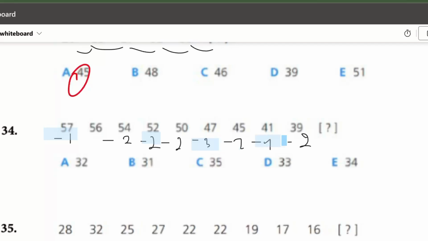They're trying to throw us off with these minus 2s. However, when you go alternating, you can see that you can have minus 1, minus 2, minus 3, minus 4, which means this is going to be minus 5. 41 minus 5 is going to be, actually from here we're going to minus 5. The pattern is alternating, however from this number you have to minus 5. So 39 minus 5 will be 34.